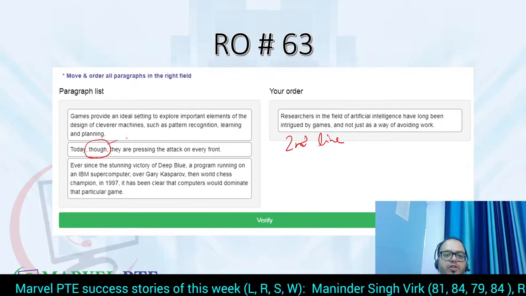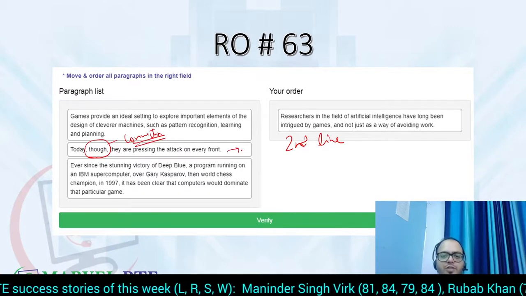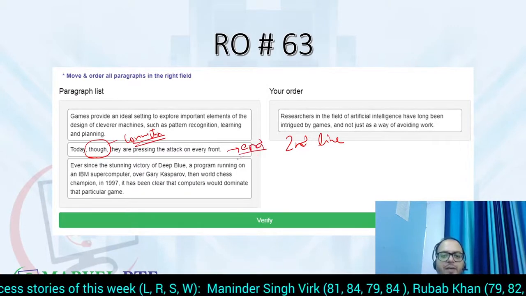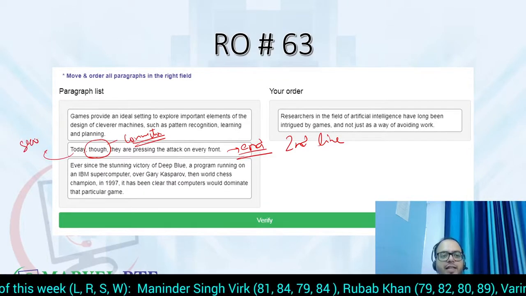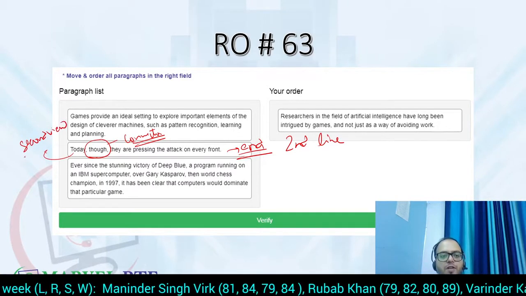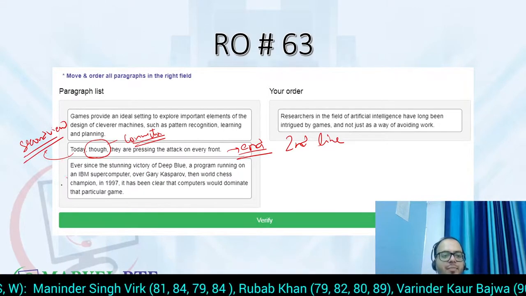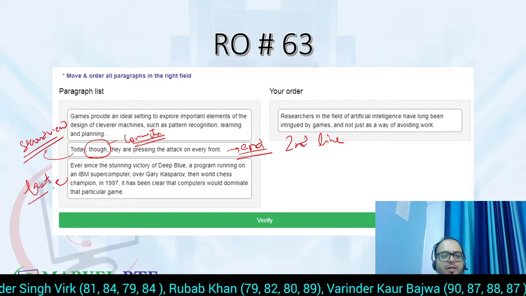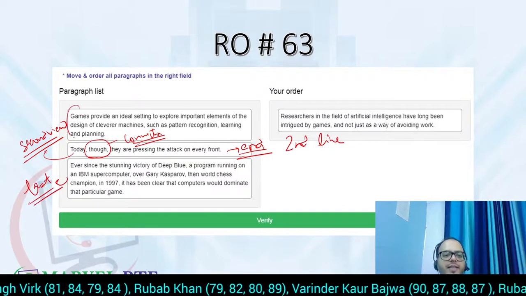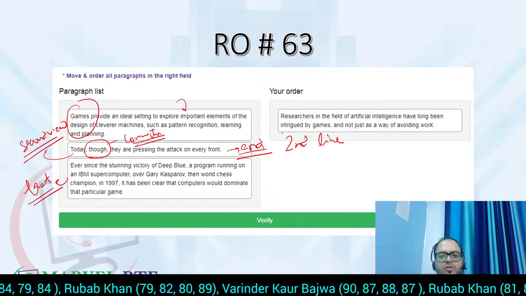So though is your connector, right? एक तरह से connect करता है but contrasting है. So generally ये कब आता है? End में आता है. Though क्या करता है? It signifies your second viewpoint. Okay. So that's why it will be in the end. And example है, so example है तो क्या होगा? Example भी last में आता है. तो वैसे भी अब आपके पास एक ही line बची हुई है, which is this one. So this is going to be second line also.